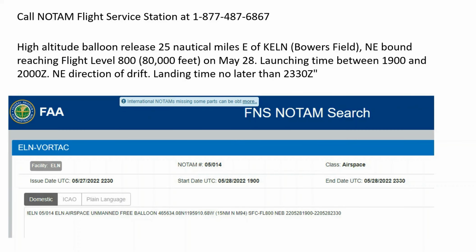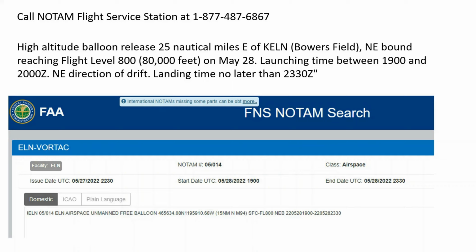Alright, so now we're getting really close to actually launching, and one of the most important things you can do to make sure that your launch is safe and visible to other aviation traffic is to file a NOTAM, or a Notice to Airmen. So I've included the phone number up there, and I've also included a sample of the verbiage that I gave to the NOTAM office so that they could post it.